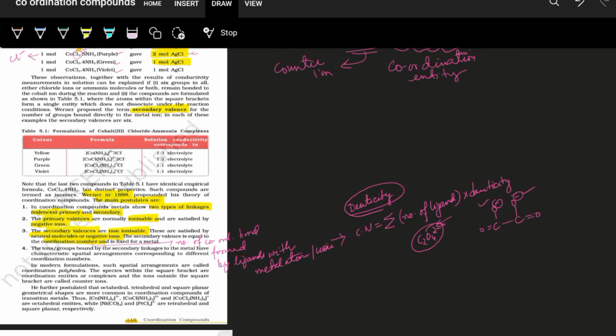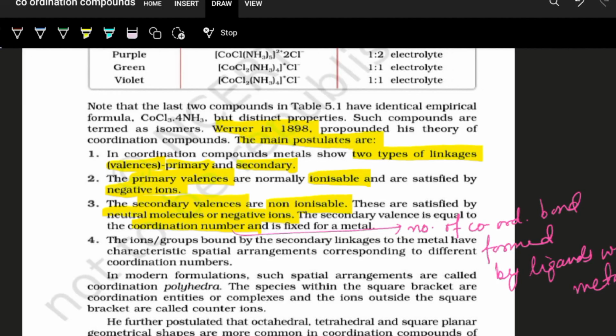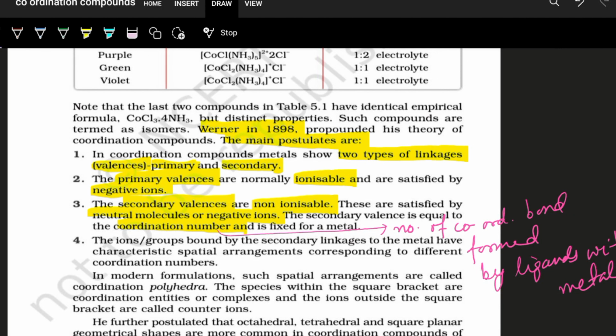So regarding this, again in the next module we will elaborate. So let us continue with this.